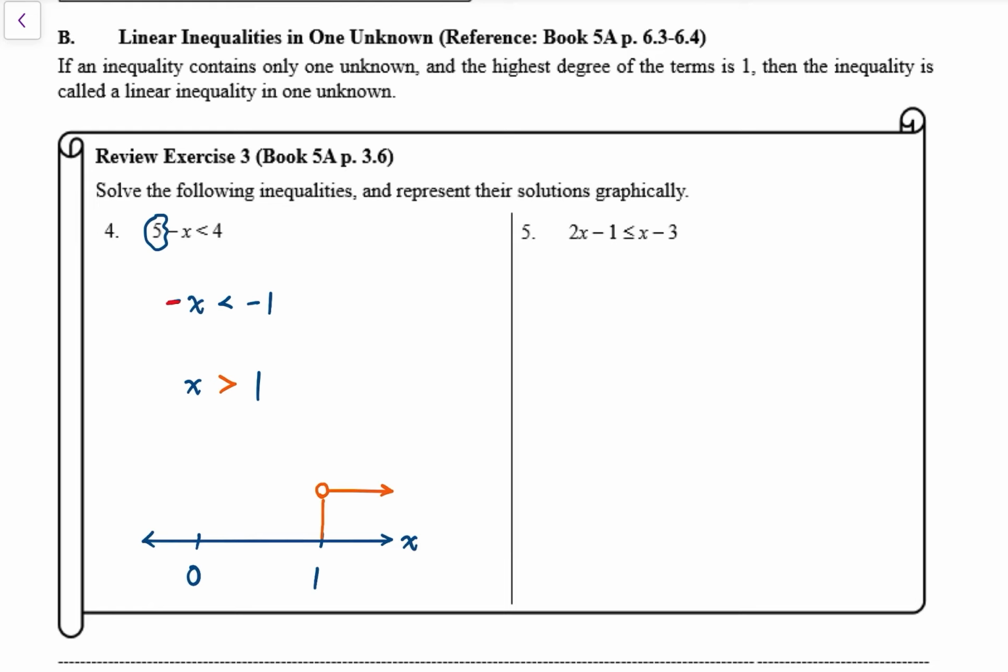Question 5. 2x minus 1 is less than or equal to x minus 3. Getting rid of negative 1. On the right, negative 3 plus 1 will give us negative 2. Next, I want to get rid of this negative.